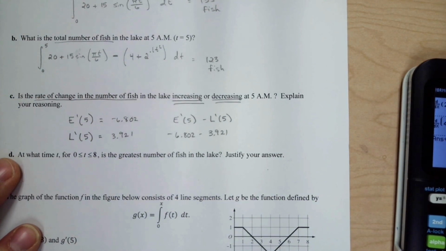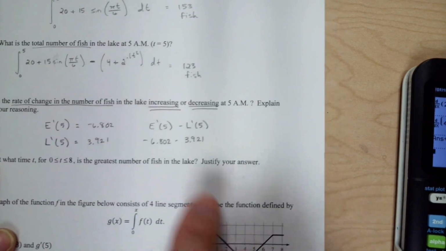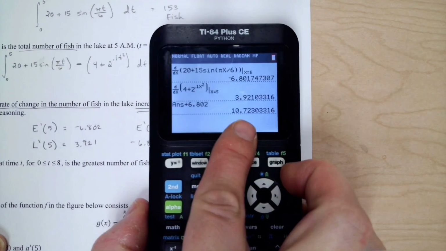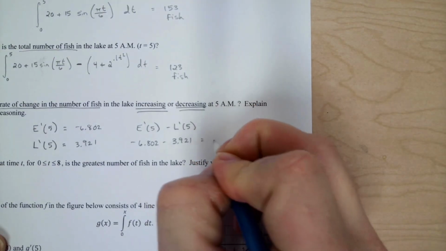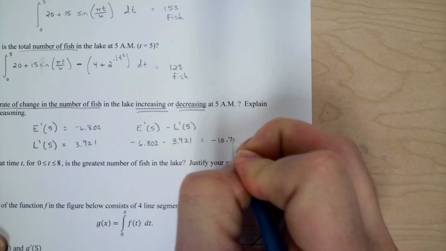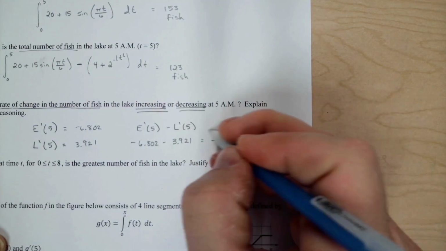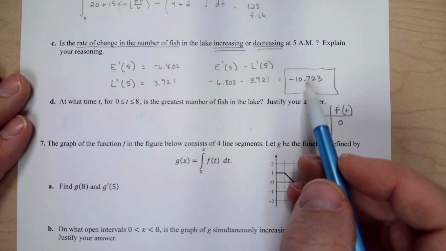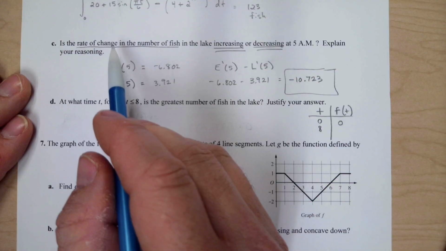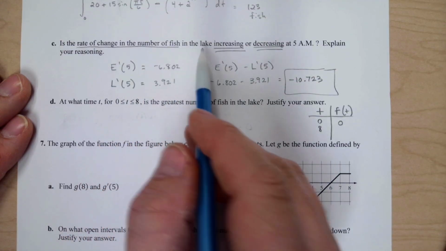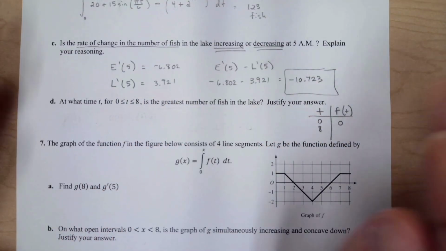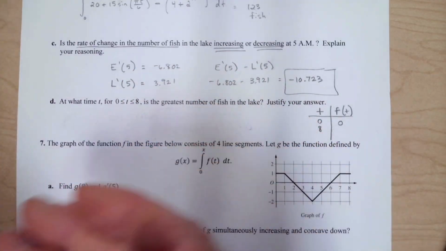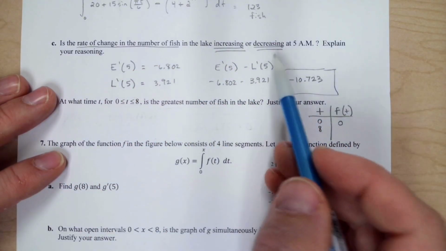That gives me a rate of change of negative 10.723. So remember, this number simply means the rate of change of the number of fish in the lake is decreasing. That's all it means. So the rate at which the lake population is changing is decreasing.